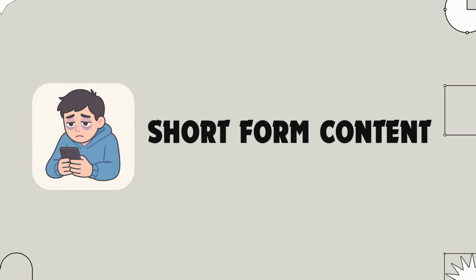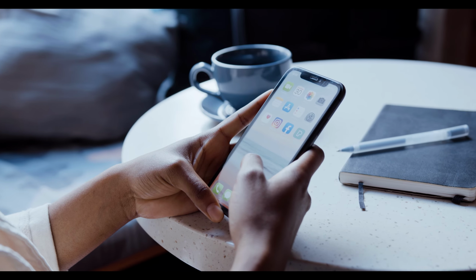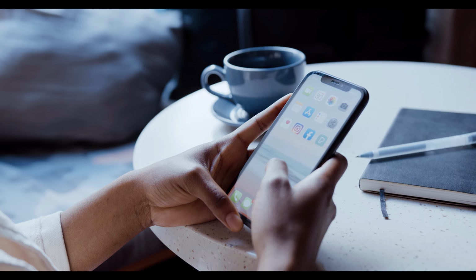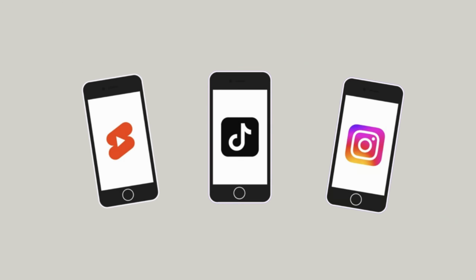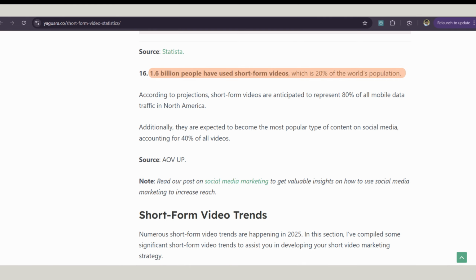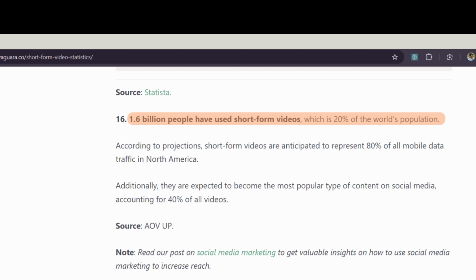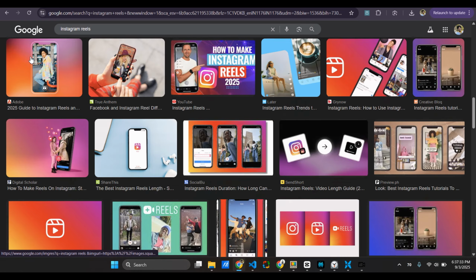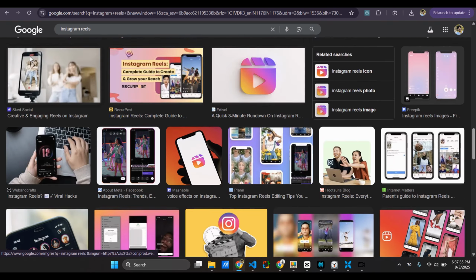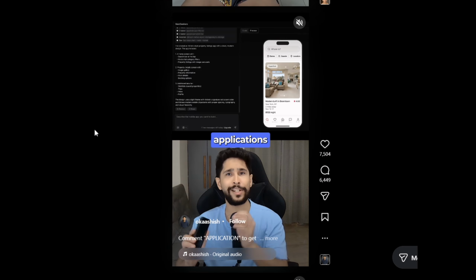Short form content has completely taken over our lives. TikTok, YouTube Shorts, Instagram Reels, it's everywhere. And over 1.6 billion people, that's like 20% of the entire world, have already watched at least one short video. That makes it the most popular content format in world history. Really, it's kind of amazing.